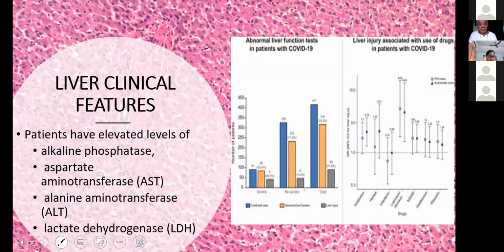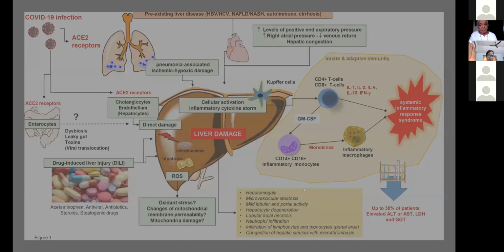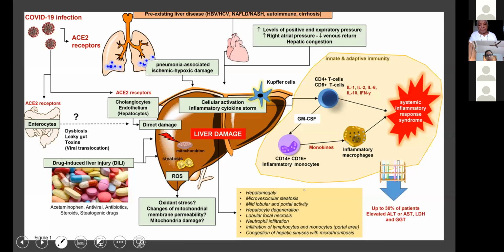When it comes to the liver, its clinical feature is elevation of most of the liver enzymes, which includes alkaline phosphatase, AST, ALT, and LDH. When it comes to the pathology, you see hepatomegaly, microvascular steatosis, hepatocyte degeneration, lobular focal necrosis, neutrophil infiltration, and congestion. And I would also like to add that all of these features are seen mostly in people who already have a pre-existing liver condition.